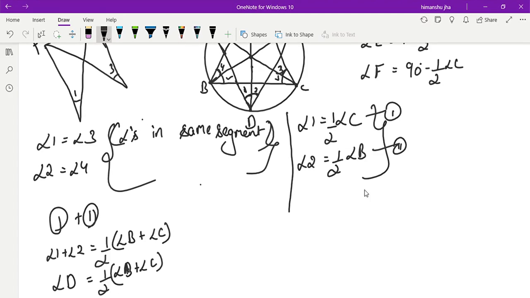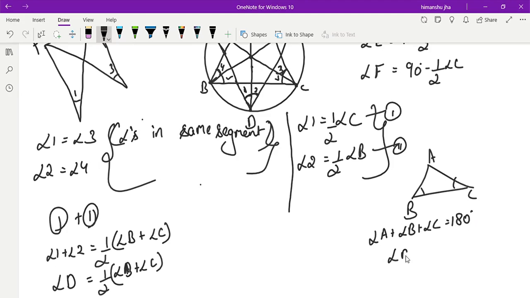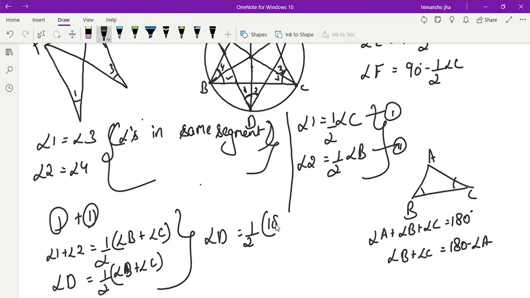Now we know that ABC is a triangle. So angle A plus angle B plus angle C is equal to 180 degrees. So angle B plus C is equal to 180 minus A. Now angle D is equal to half of B plus C. B plus C is 180 degrees minus angle A. Now angle D is equal to 90 minus half of angle A. First thing proved.